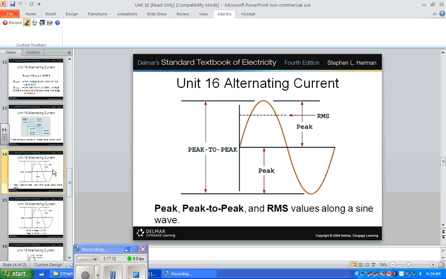RMS values along a sine wave: you know that it's at 45 degrees here at this point, and it's 45 degrees at this point, so 45 degrees past this point would be here and here.